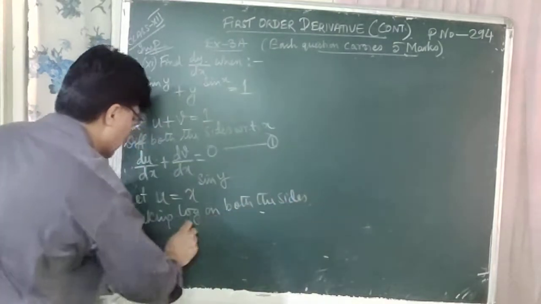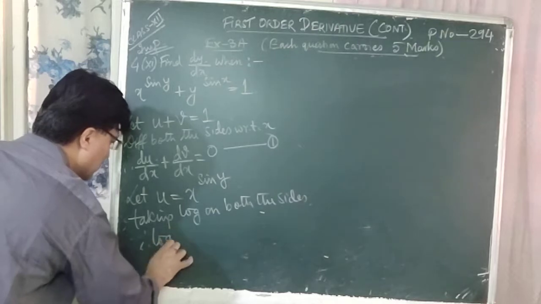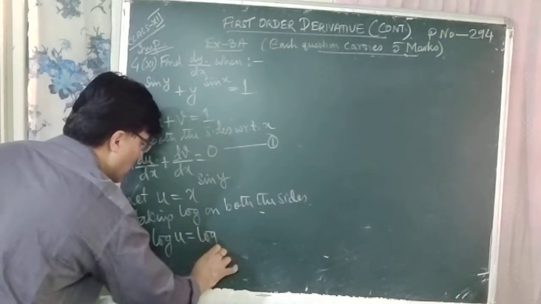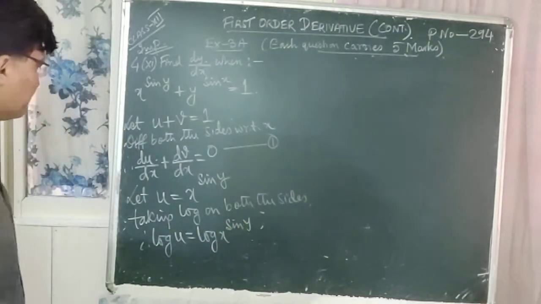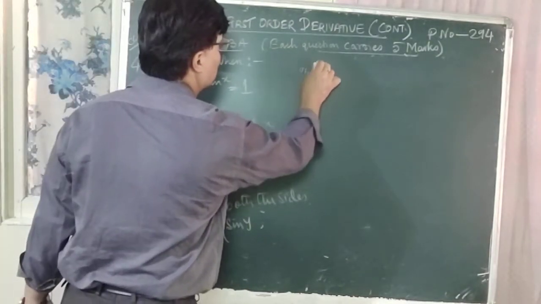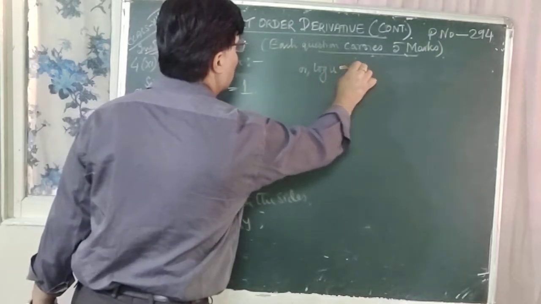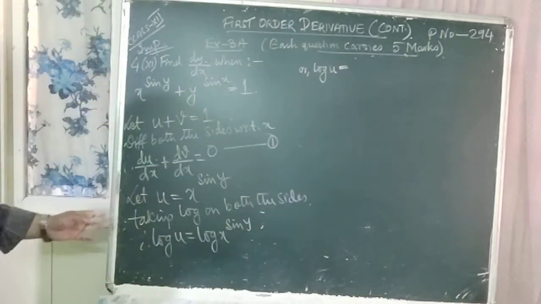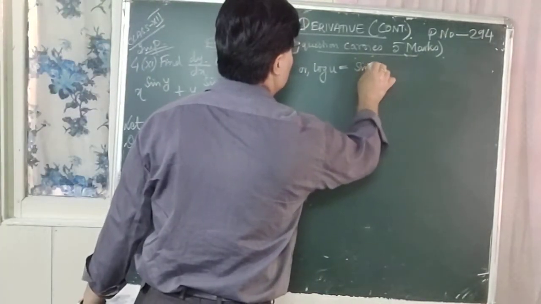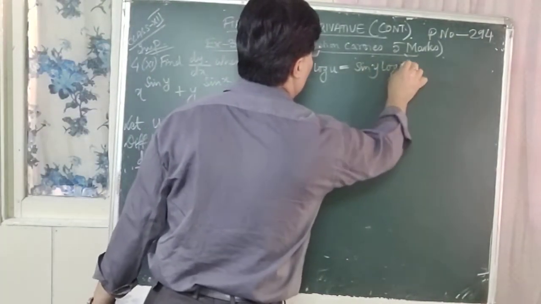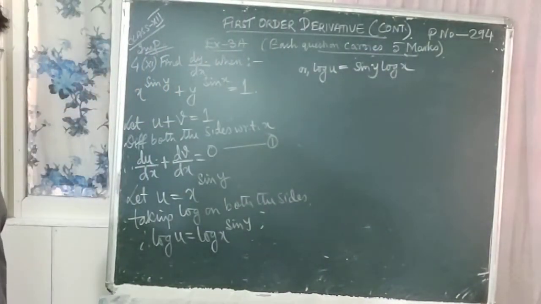Taking log on both the sides, what do we get? So log u is equal to log x to the power sine y. Now the power becomes the coefficient because of that log, isn't it? So it is sine y log x. Is that clear to all of you?